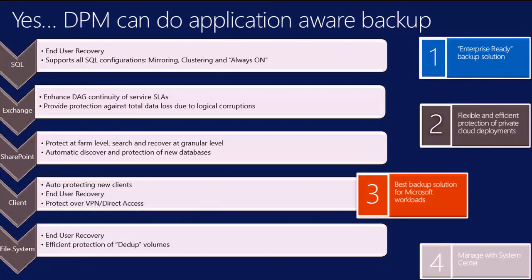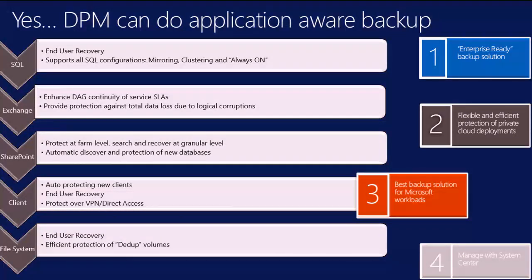Now, moving on to Exchange, DPM can protect DAG workloads, DAG configurations as well. It can also verify that the backups that we have done are not corrupted. It's working fine by automatically running the corruption check mechanisms after the backup. As a backup admin, you don't need to worry about that at all. If there is a corruption, we'll raise an alert saying that, hey, a bad thing happened, so let's go and back it up again.